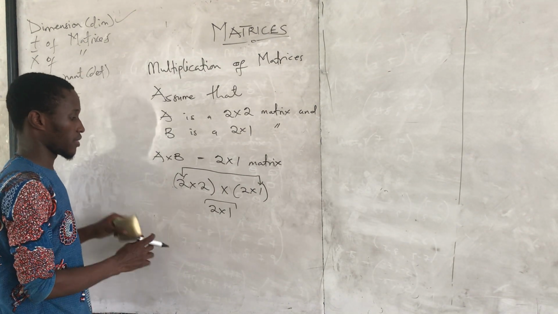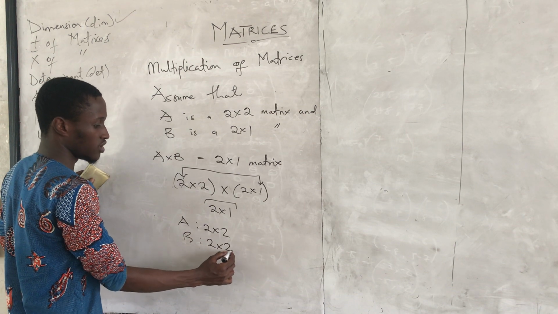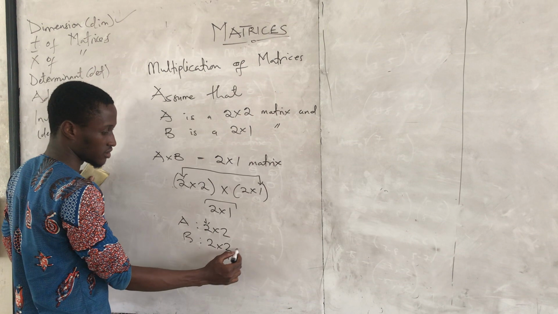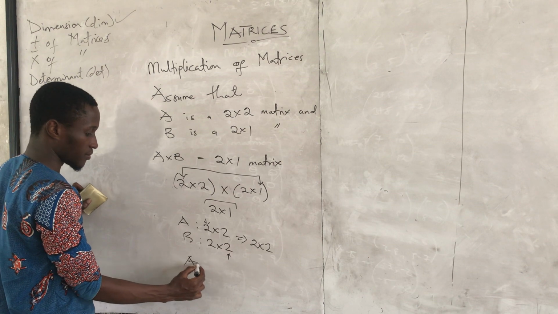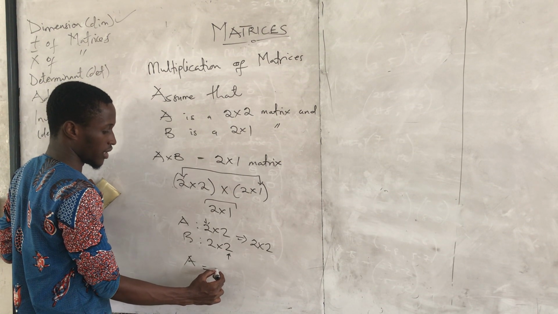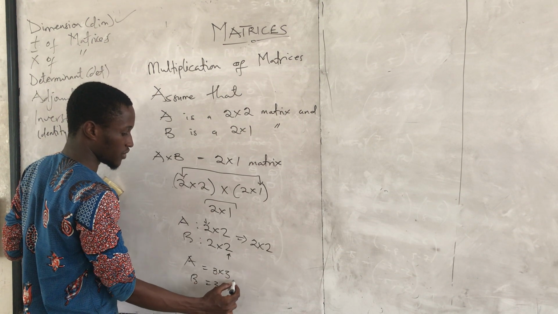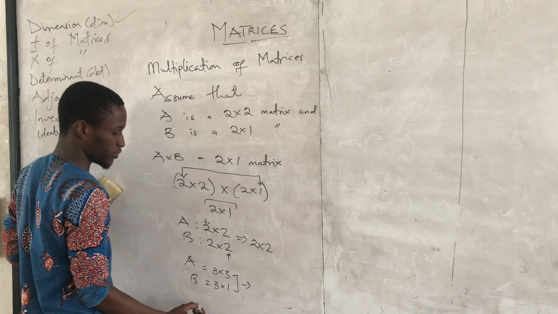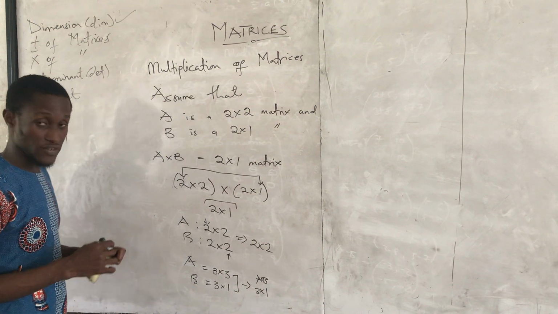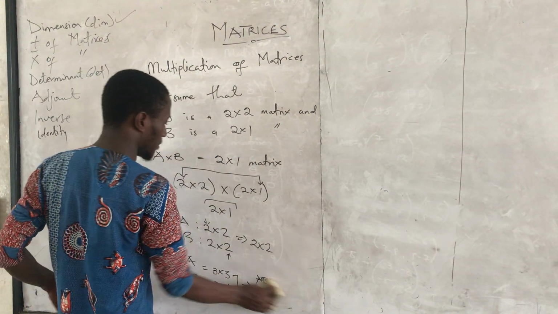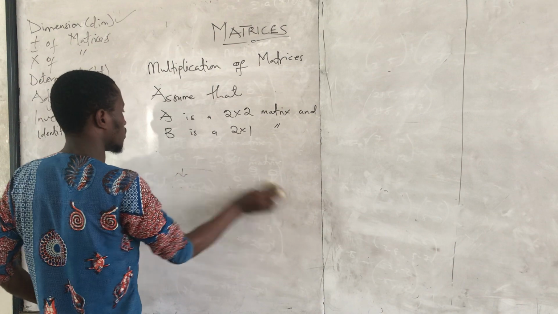So if A is 2 by 2 and B is 2 by 2, the resulting answer will be this and this. So the resulting answer will be 2 by 2 matrix. If A is 3 by 3 matrix and B is a 3 by 1 matrix, the resulting answer for multiplication, A times B, will give me a 3 by 1 matrix. So keep that in mind. Okay, so one example.